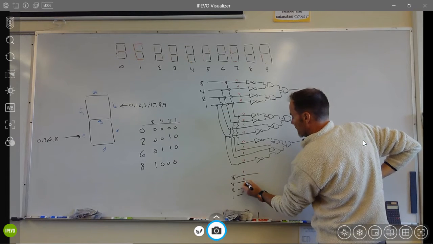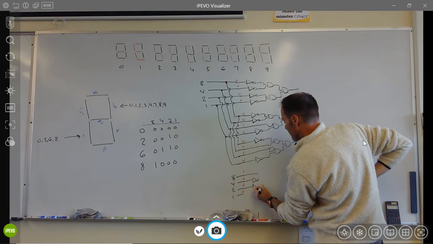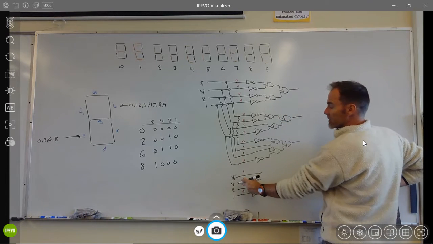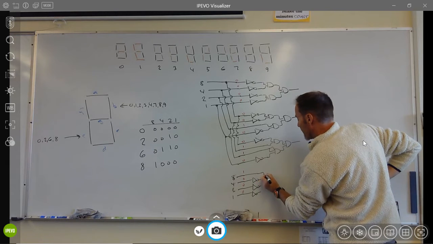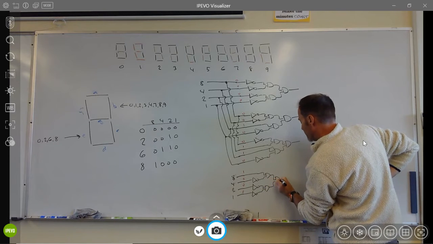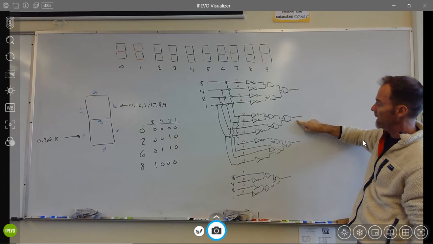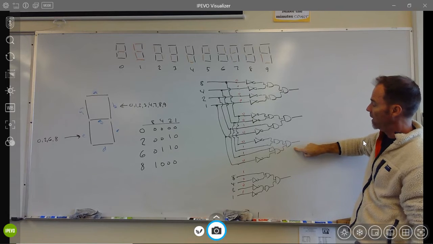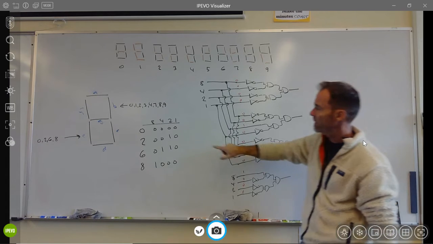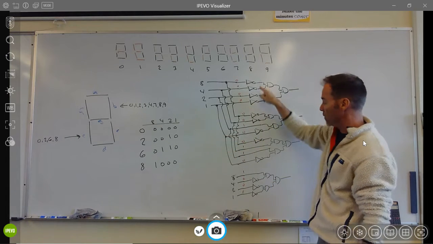So I have a 1, the 0, I use a NOT gate, 0, use a NOT gate, 0, use a NOT gate. So now I have all 1s on an 8 input. AND gate them together, AND gate them together, AND gate them together. So now I have a 1 on a 0 input, 1 on a 2 input, 1 on a 6 input, 1 on an 8 input. So I have 0, 2, 6, 8. Any one of them will generate a 1 output with this circuit.